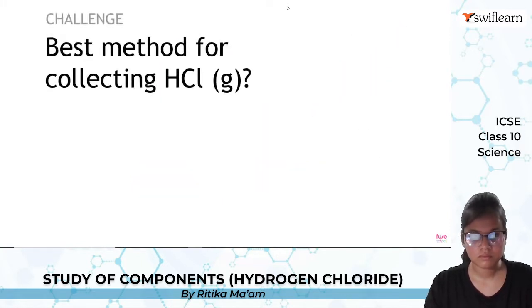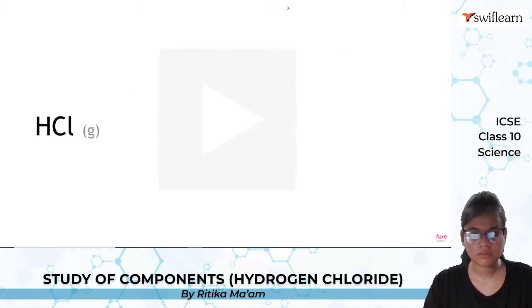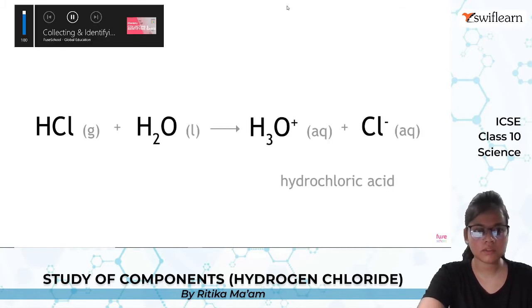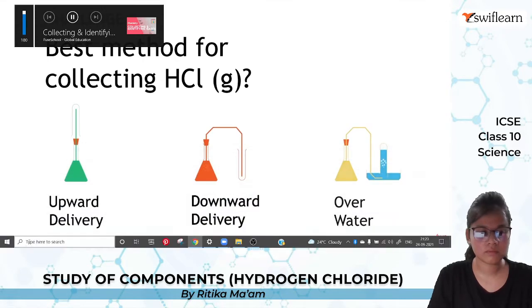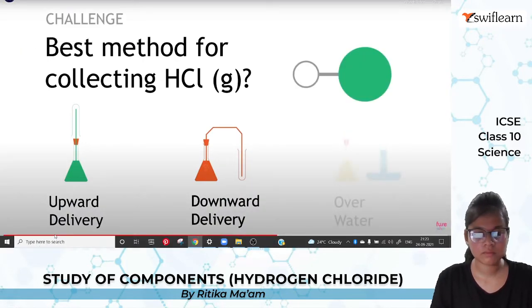What do you think is the best method to collect hydrogen chloride? Let's pause the lesson momentarily to think about this. Hydrogen chloride dissolves in water to produce hydrochloric acid, so collecting over water is not possible. Since it is more dense than air, it can be collected via downward delivery.